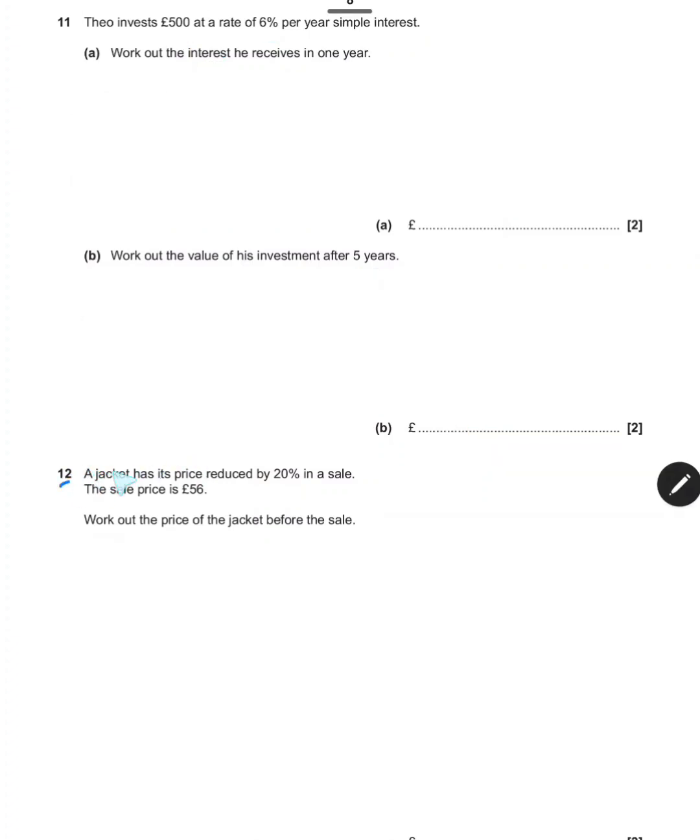So in question 12, we've got a jacket that's had its price reduced by 20%, and that brings the price down to £56. And what we want to know is the original price of the jacket. So what we've got here is a reverse percentage problem. We're looking for the original price of the jacket, and that is our 100%. That's what the jacket starts at that we don't know.